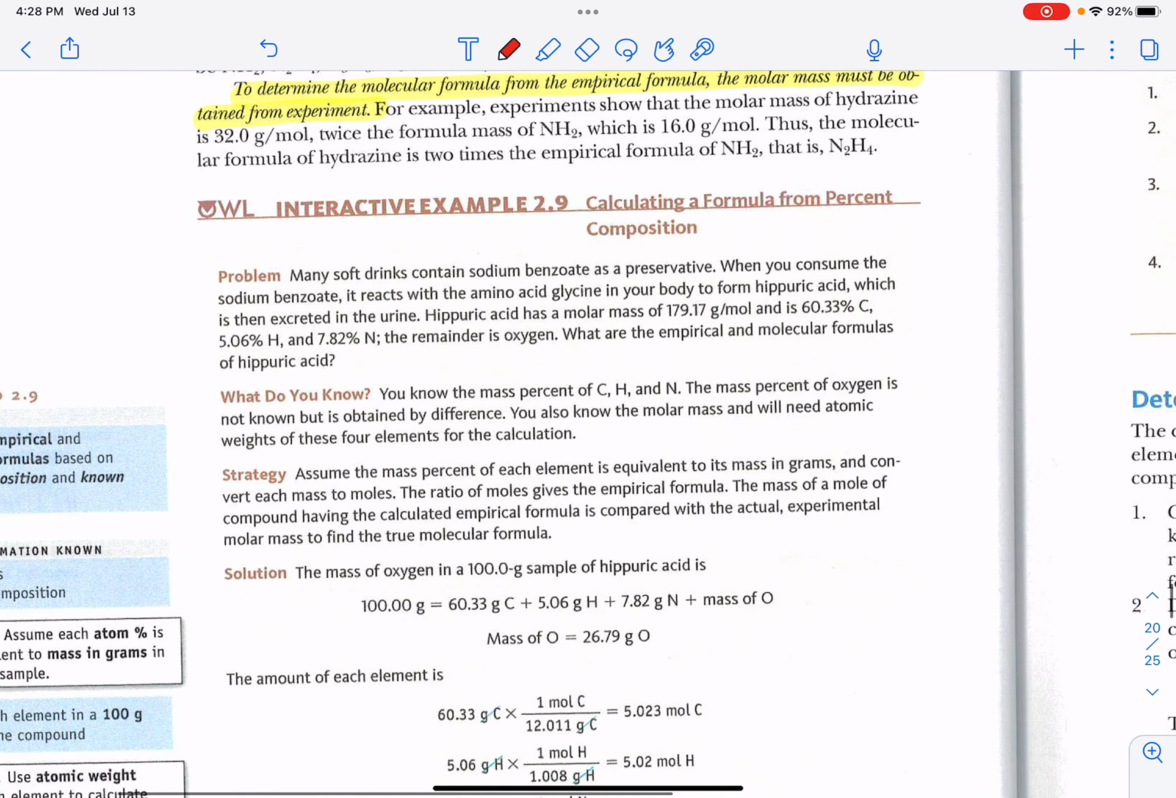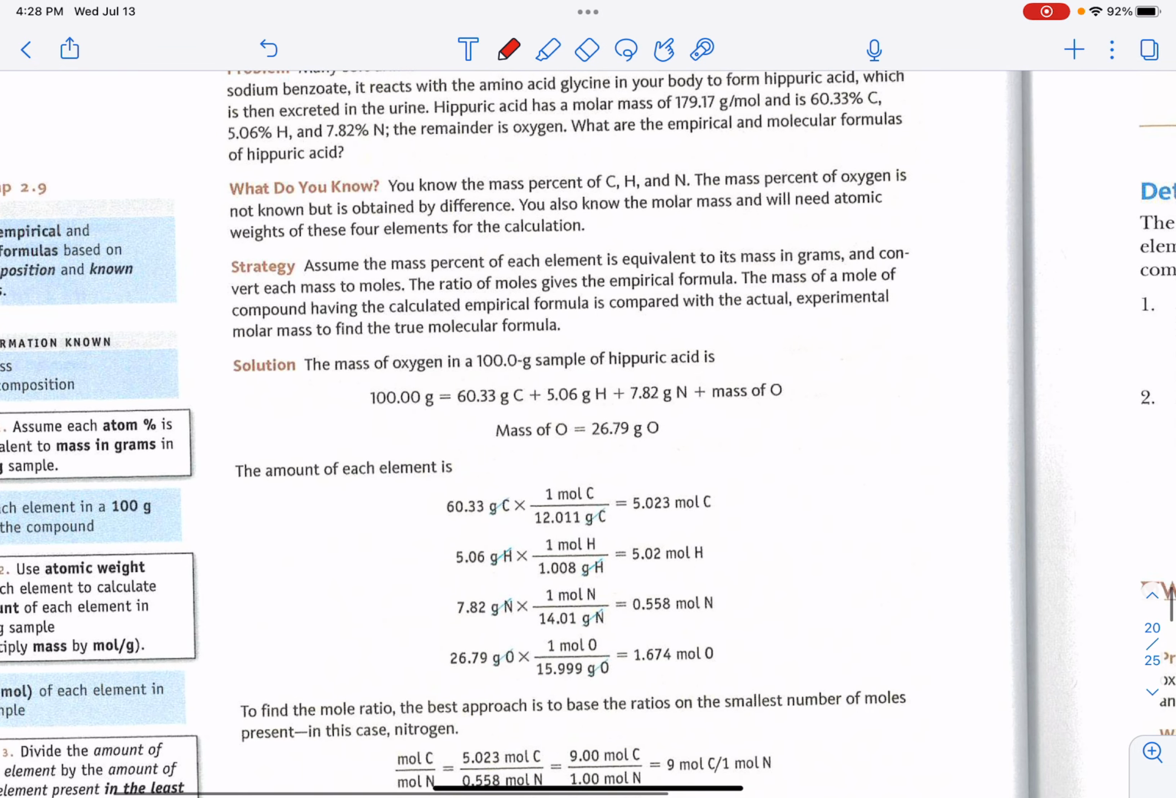You can also calculate the formula given the percentage composition. And for this, we typically pretend that we have 100 grams. If you pretend that you have a 100-gram sample, then if you have 27% of a particular element in that 100-gram sample, then you have 27 grams of it. It makes it a little easier for you to do the math problem because you can do that step in your head.